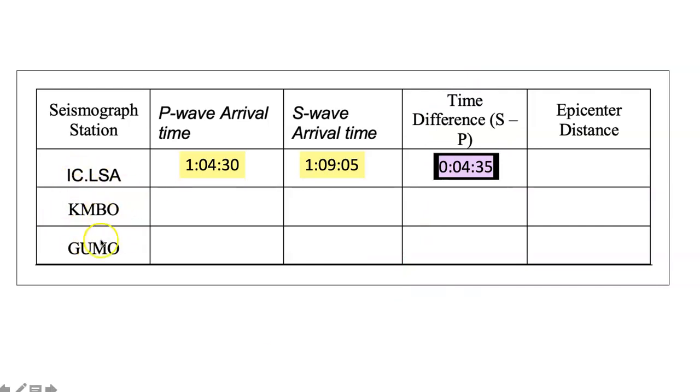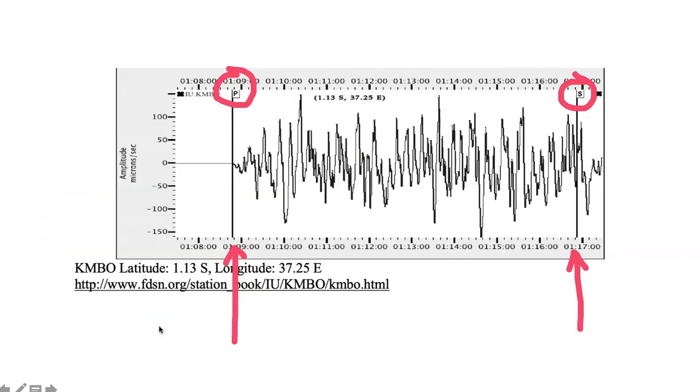Let's go on to KMBO, the second seismograph station. This one has its P wave and S wave indicated here. They're a bit different than the previous one. And again, we need to figure out the time that each of these arrived. So why don't you put this on pause for a second and see if you can figure these out before I tell you. So here is where the first one is a little bit shy of this tick mark. The second one's a little bit past this tick mark. So you might have to make some estimates. Go ahead and try that.